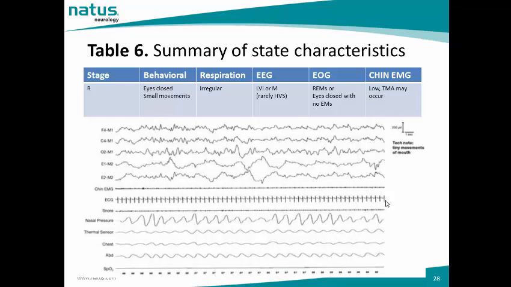For stage REM, when the eyes are closed with some small movements, respiration is irregular, when the EEG shows LVI or mixed and rarely HVS, when the EOG shows REMs or eyes closed with no eye movements, and when the chin EMG tone is low, where transient muscle activity can occur.